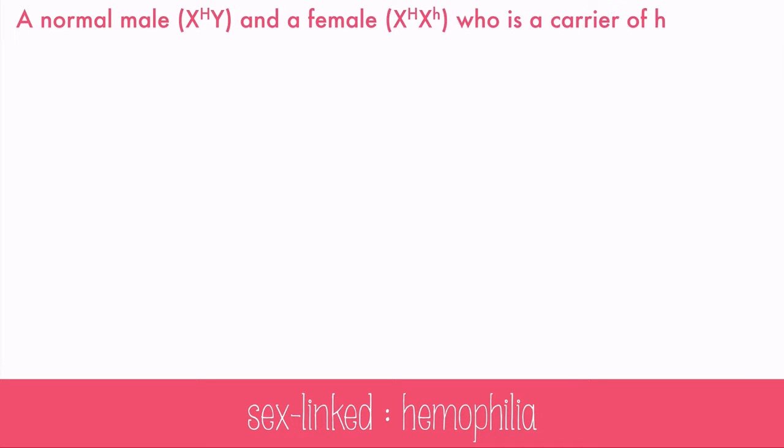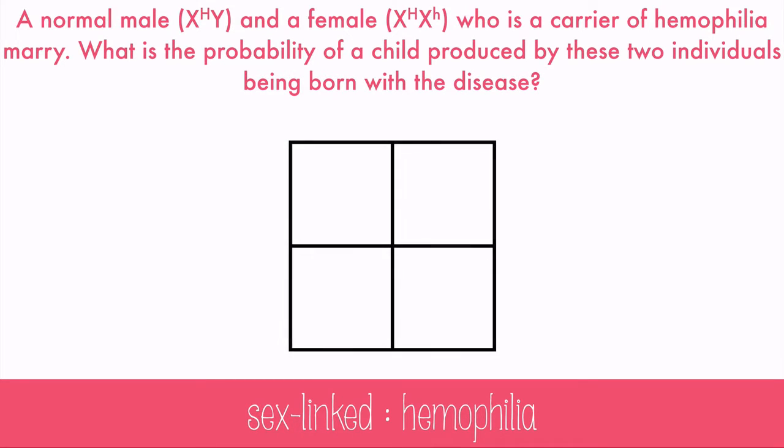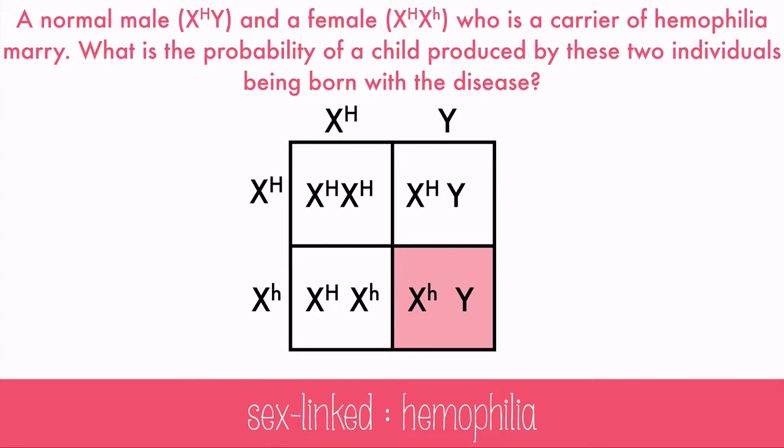A normal male and a female who is a carrier for hemophilia marry. What's the probability of a child produced by these 2 individuals being born with the disease? This Punnett square will show us the probability of having males and females and whether or not they'll have the trait. So set it up as you normally would. Remember, you put the trait as a superscript, and the Y will not carry the trait because it only exists on the X chromosomes. Then fill out the Punnett square. Having at least one normal allele will make the person normal, so the females are all okay, but since males only get one X chromosome, there's a 50% chance among the males that they'll have hemophilia, and it's just a 25% chance overall.